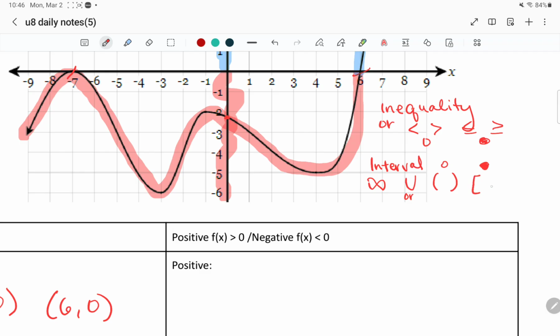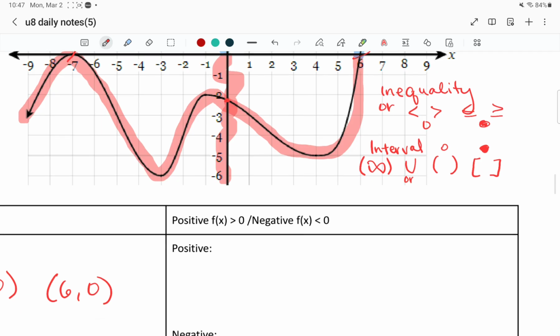Closed circle means hard brackets. This is my hard stop. We stop right there, okay? And you can mix and match them depending on if it's open or closed, okay? While we're here, I will say no matter what, infinities have to use parentheses. Okay, so we'll see what that does, okay? So, now that we've talked about notation, sorry that took so long. Let's get back to positive and negative.